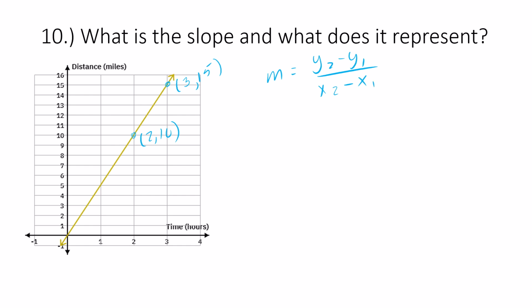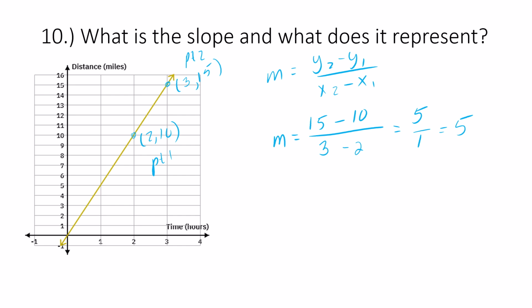So here we go. So y2, I'm going to make this 0.2 because the numbers are bigger across the board, and that'll make my subtraction nicer. So we have 15 minus y1, which is 10, over 3 minus 2. 15 minus 10 is 5. 3 minus 2 is 1, and so the slope is 5. So that's the slope. So the slope of this line is 5.